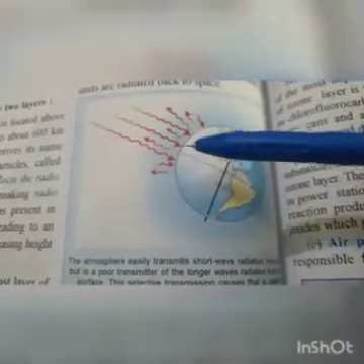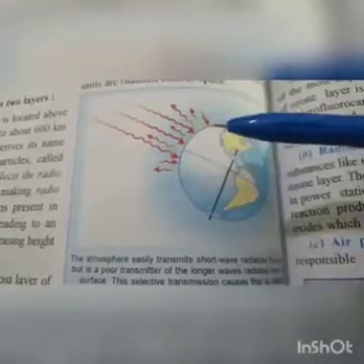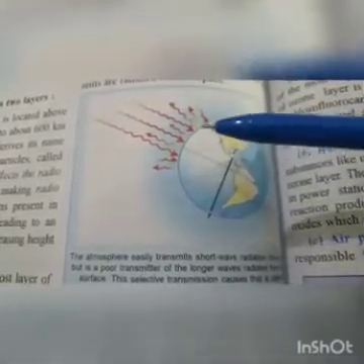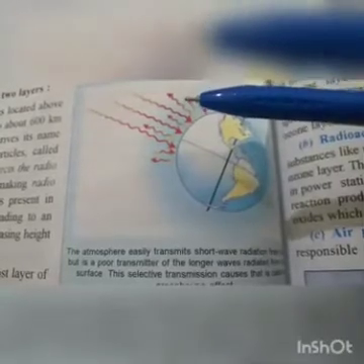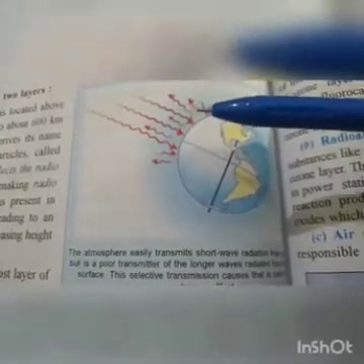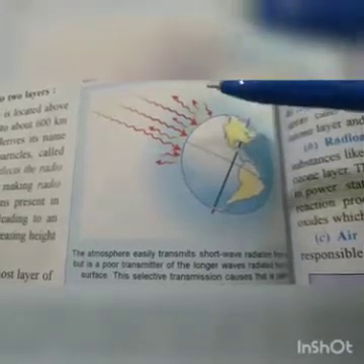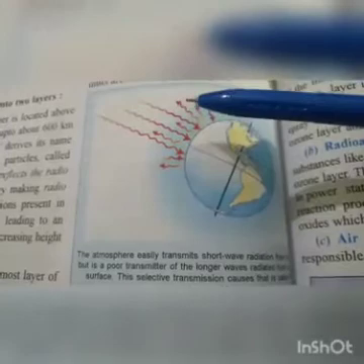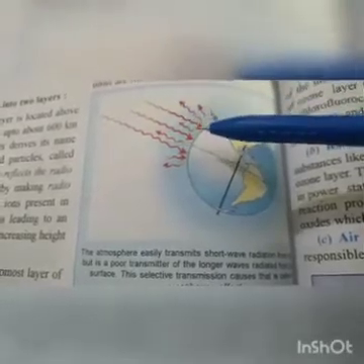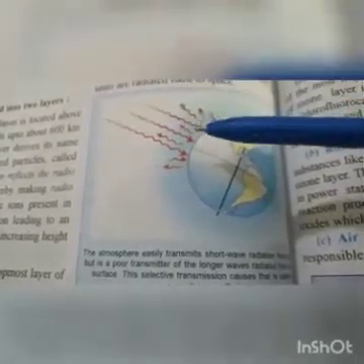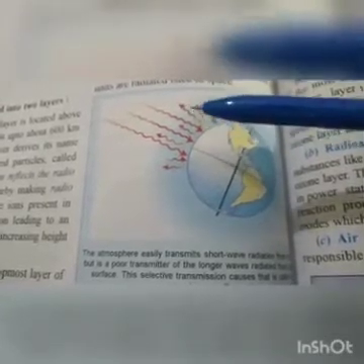Now just see the diagram here. This is the incoming solar radiation, and some part of the solar radiation is absorbed by the earth's surface, and some part is reflected back. The sun's energy absorbed by the earth's surface, when radiated out into the space, is known as terrestrial radiation, and the incoming solar radiation is known as insolation. This is insolation, and this is terrestrial radiation.